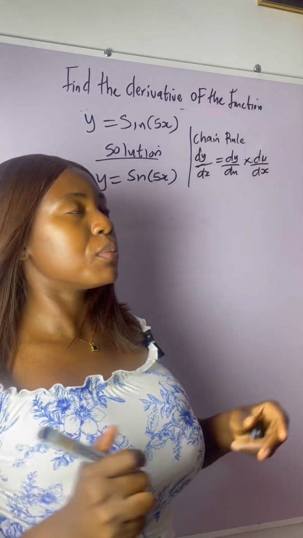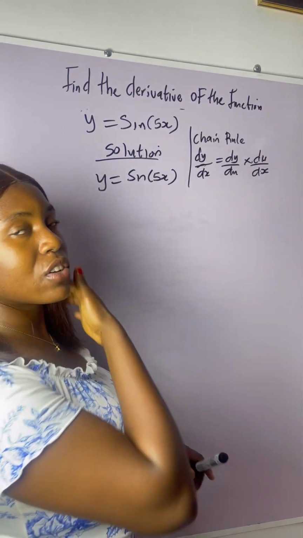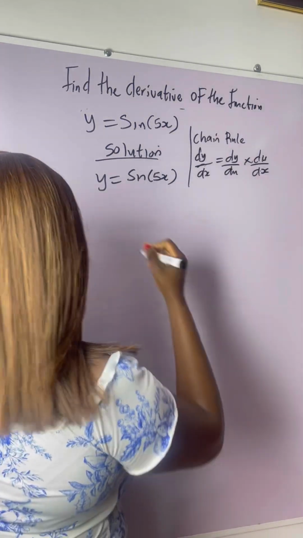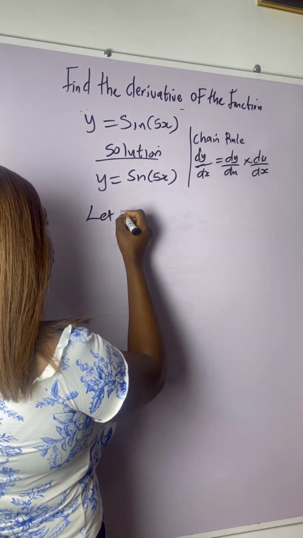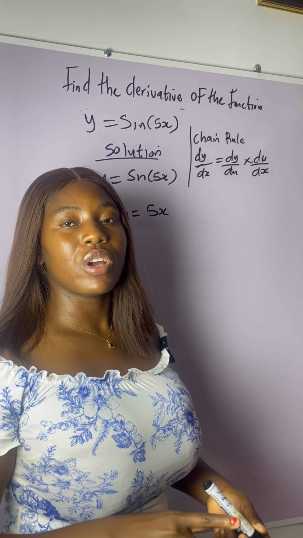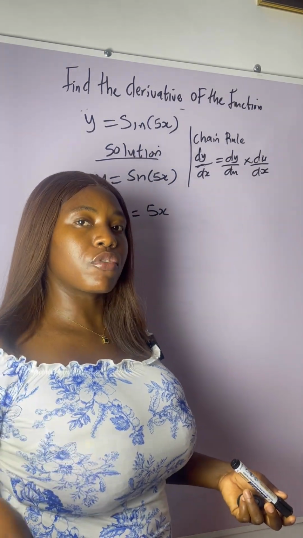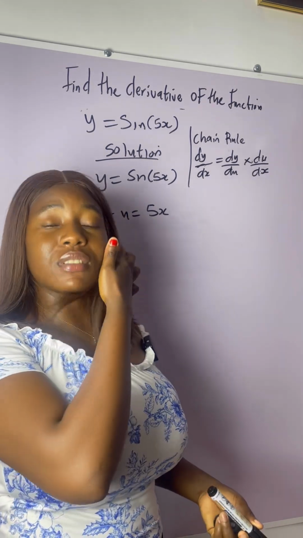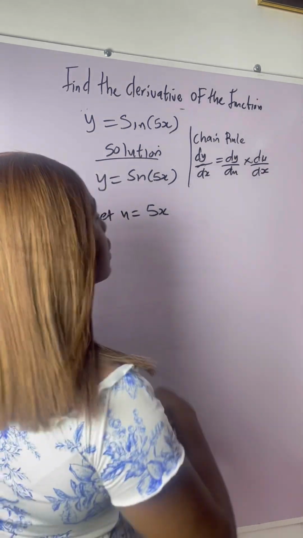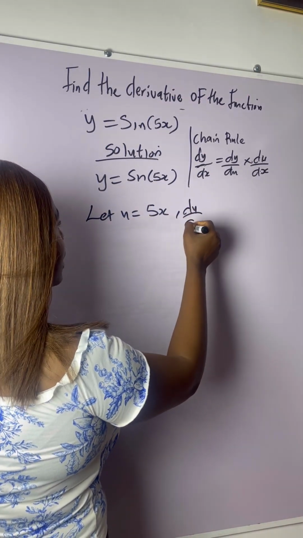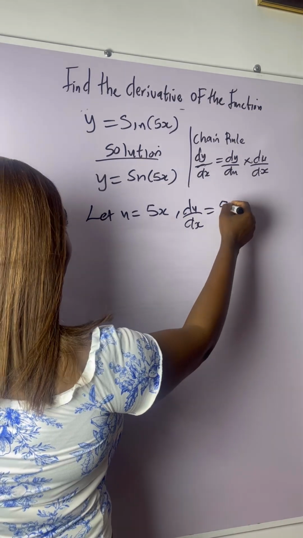Okay, now let's get to the board. Now we'll say what's going to be our u. Our choice of u here is going to be very important. So let u be equal to 5x. The whole essence of knowing your u is to reduce the function. So what term are you going to choose to be your u so that you can reduce the function? Let u be 5x, so that when you differentiate this, du with respect to x gives 5.